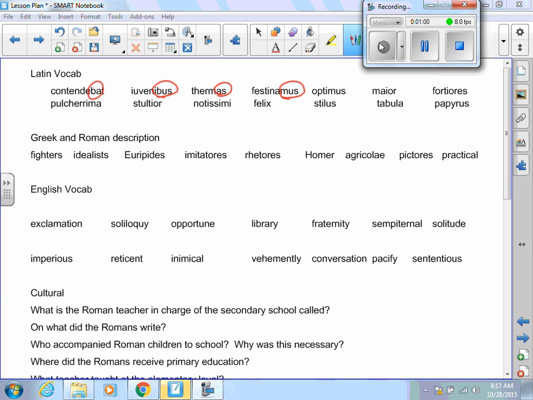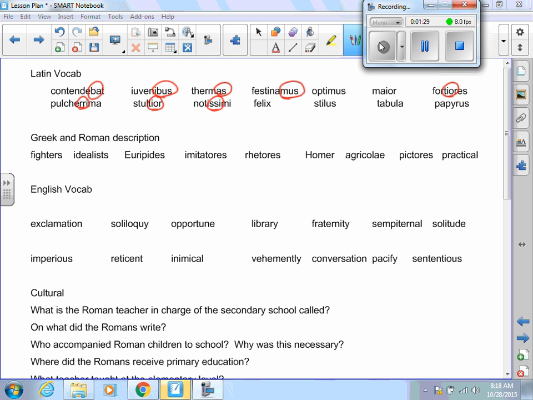This is best, maior is better, fortiores. We see the IOR there, that creates the comparative, so that's braver. Pulcherrima, we get our double R, that's a superlative. Stultior, IOR, that's our comparative. So we have most beautiful, very beautiful, and then stultior is more foolish. And notissimi, we get the double S, so most or very famous.